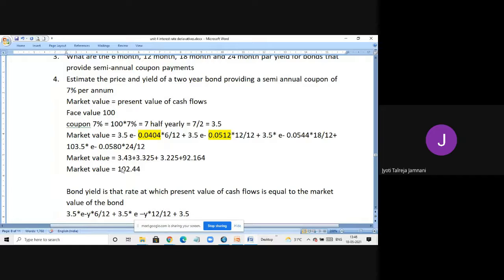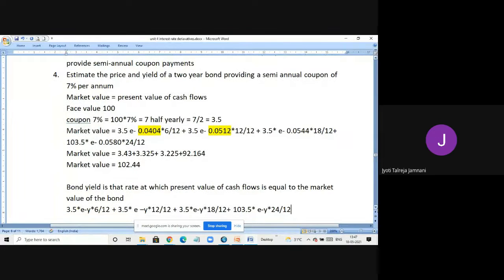Plus after 1.5 years, I'll receive another interest into e raised to minus y, I don't know the yield, into 18/12. That is 1.5 years over. And finally, after the 2 years are over, I'll receive 103.5, that is 100 rupees principal and 3.5 as interest, into e raised to minus y into 24/12, that is 2 years. So here this y we have to find, and this y should be a single rate.